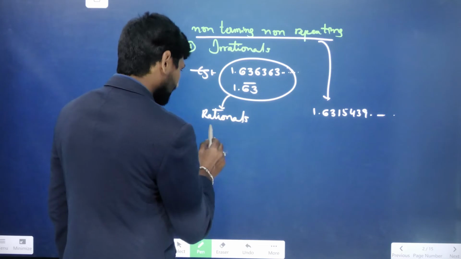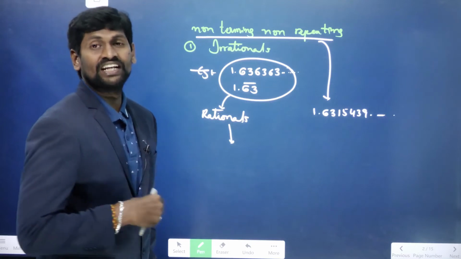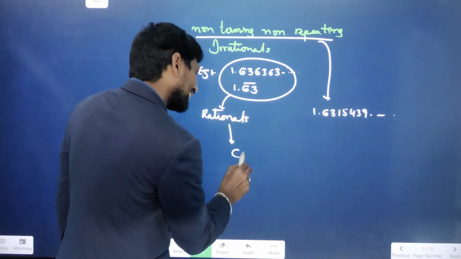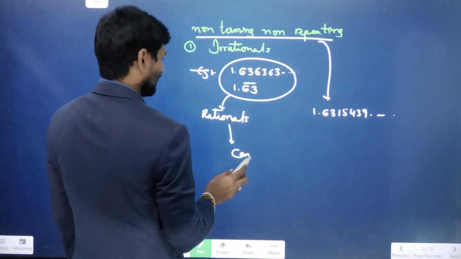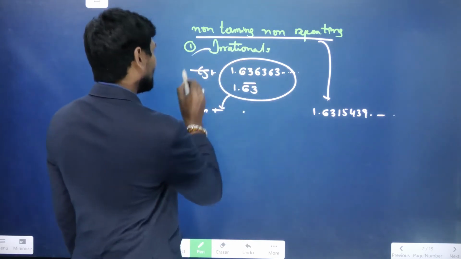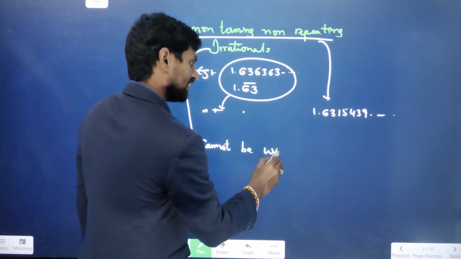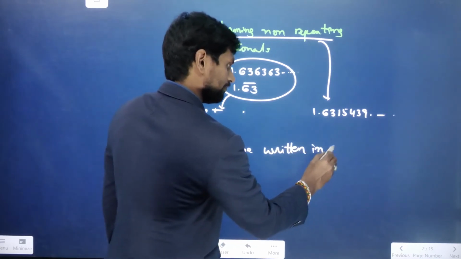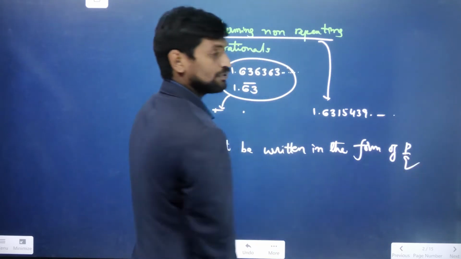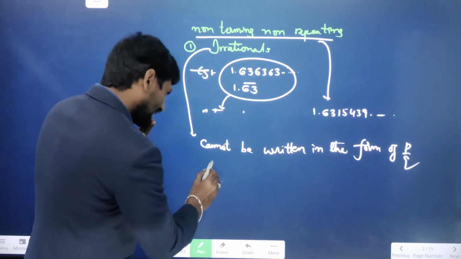As we learned, rational numbers are in the form of P by Q. The numbers we can write in the form of P by Q are called rationals. In the same way, what are irrational numbers? The numbers that cannot be written in the form of P by Q are called irrational numbers.